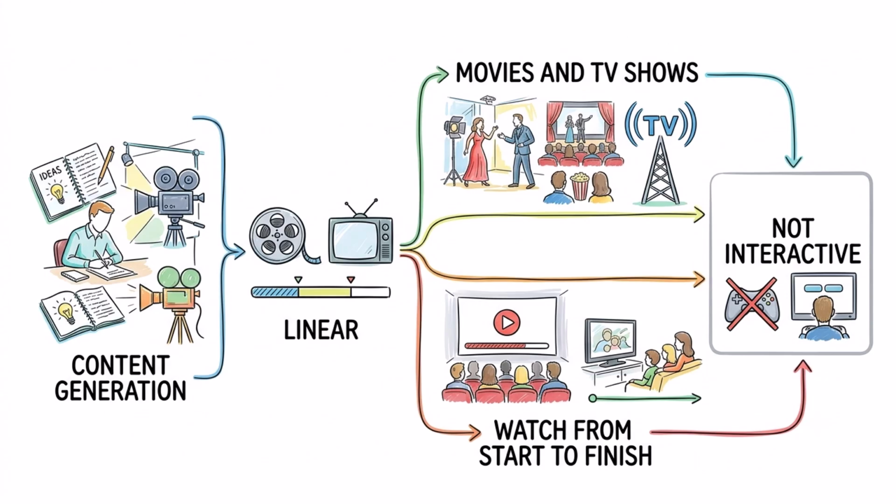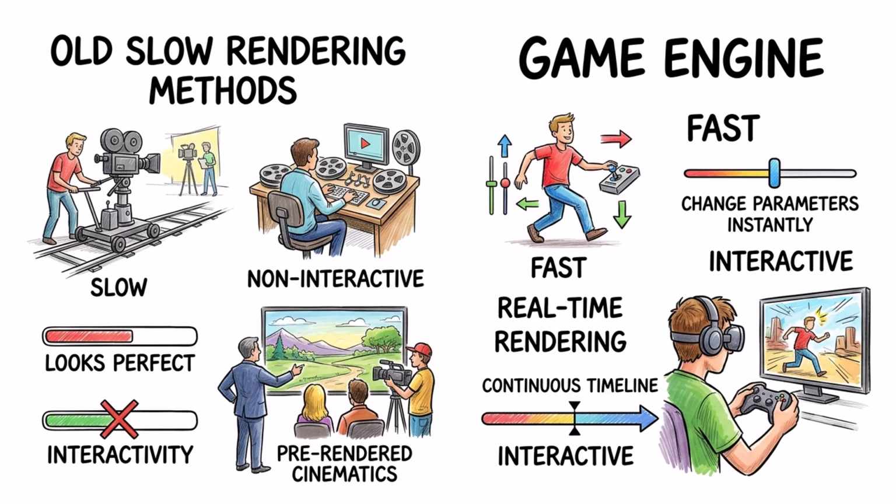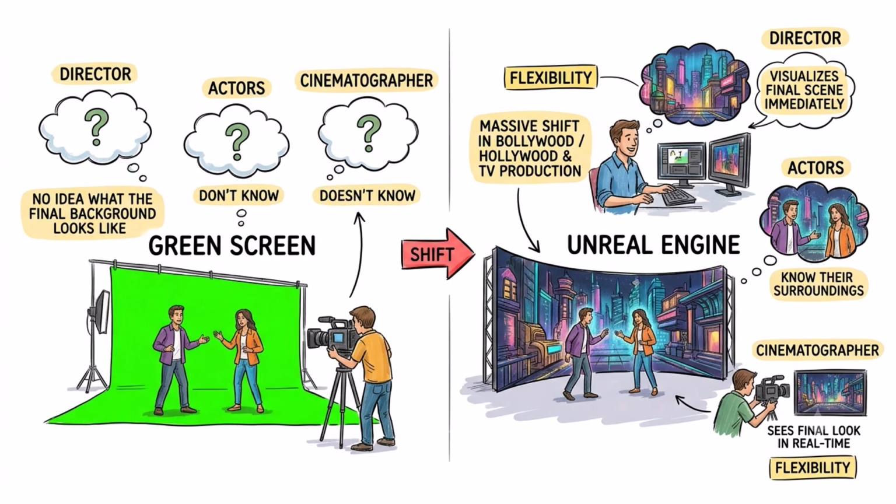Now here's where it gets really interesting. Linear film and television content generation. Linear basically means movies and TV shows, stuff you watch from start to finish. It's not interactive like a game. So why would you use a game engine? If you don't need it to be interactive, why not just stick with the old, slow rendering methods that look absolutely perfect? This represents a massive shift in how Bollywood or Hollywood and television production works.